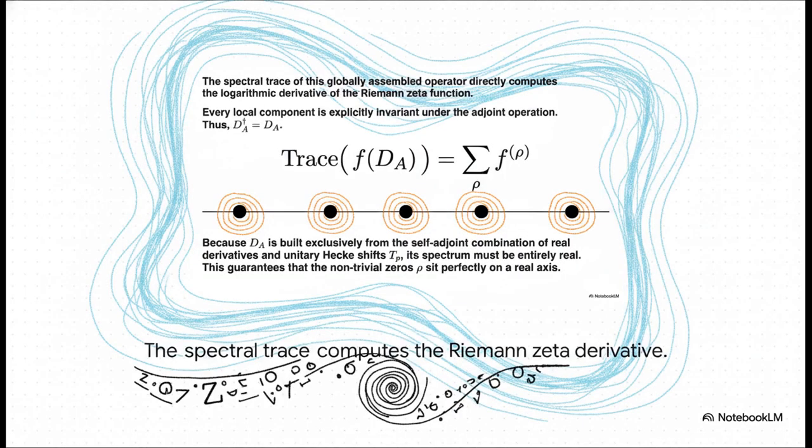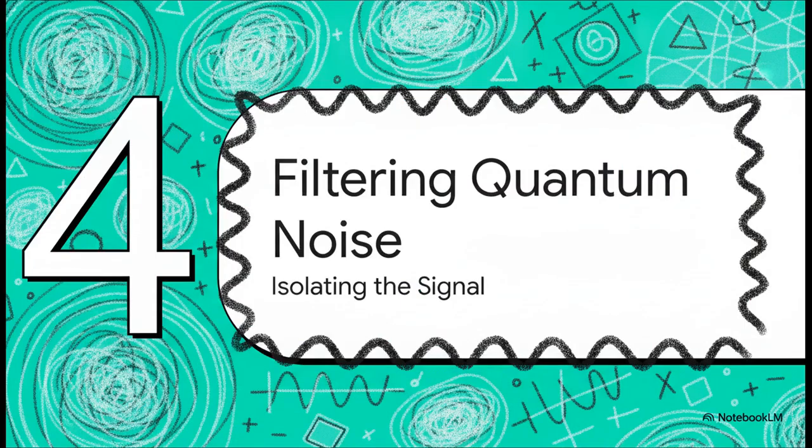Here is the absolutely crucial takeaway from all of this. When you compute the spectral trace of this globally assembled operator against a test function, it directly computes the logarithmic derivative of the Riemann zeta function. And because every single component we just assembled is self-adjoint, the entire global operator is explicitly self-adjoint too. That means its spectrum absolutely must be entirely real, which mathematically guarantees the non-trivial zeros sit perfectly on a real axis. Next up, step 4, filtering the quantum noise.